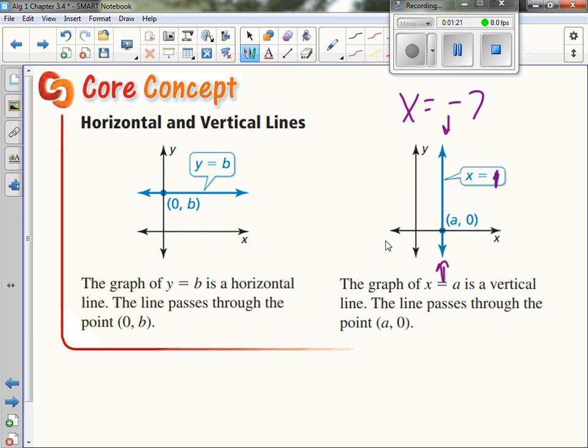So it's all those points going straight up and down. Now, this one here is y equals. Whenever we have y equals, it's a horizontal line. So horizontal lines when we have y equals, vertical when it is x equals. Because when we have y equals, it's all the points where y is that number. Well, it's going to be just straight across.